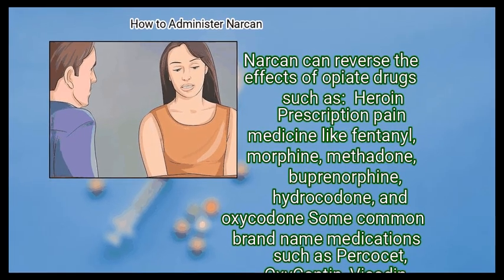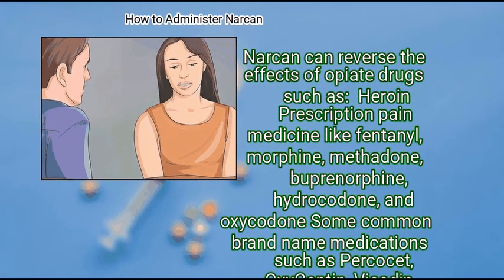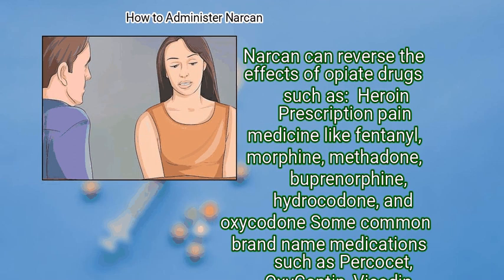Narcan can reverse the effects of opiate drugs such as heroin, prescription pain medicine like phenytoin, morphine, methadone, buprenorphine, hydrocodone, and oxycodone. Some common brand name medications are Percocet, Oxycontin, Vicodin, Percodan, Tylox, and Demerol.